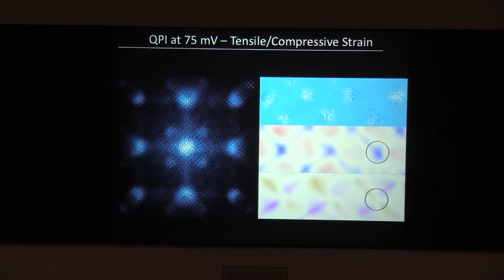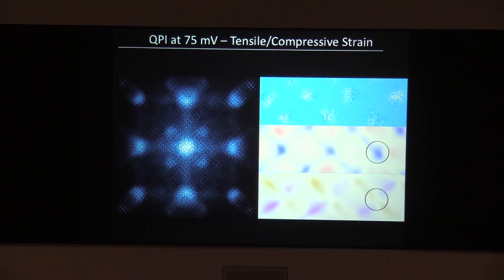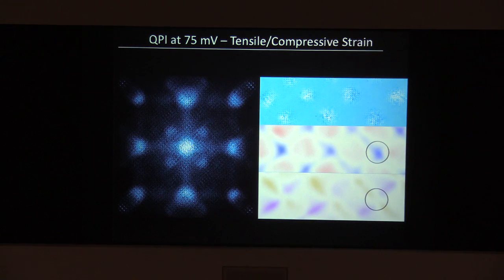Okay, so now let's look at the effect. And now what do we expect? We expect that if you have uniform compressive or tensile strain, the Dirac nodes move together in phase. This is a movie of what happens as we move from a region of uniform compressive strain to tensile strain and so on, and you should see these Q vectors moving together in and out in phase.